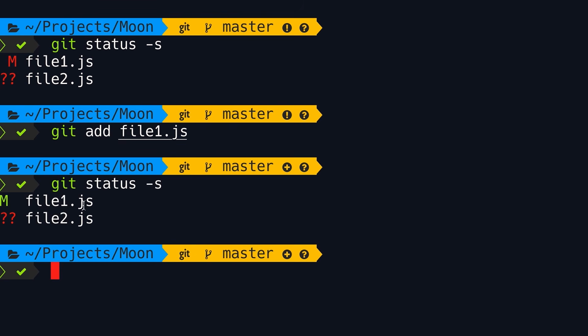Look, for file1, we have a green M in the left column, or the staging area column. So all the changes that we had in the working area are now in the staging area. In the right column, we don't have anything. We don't have any extra changes.